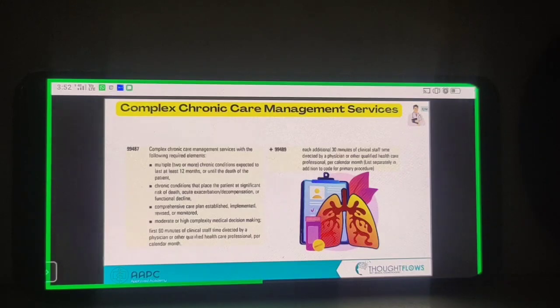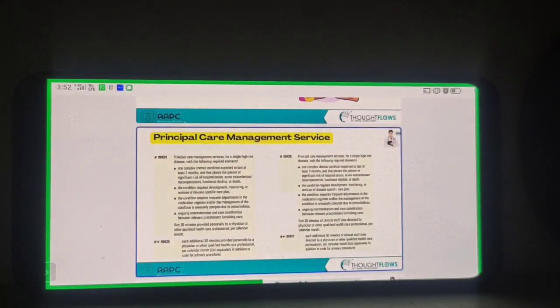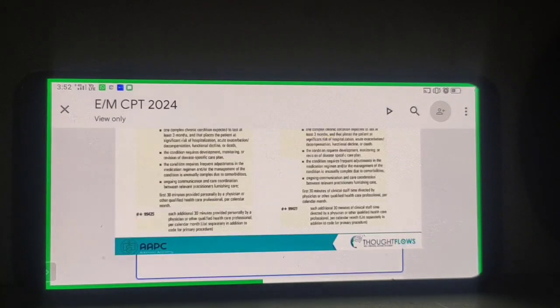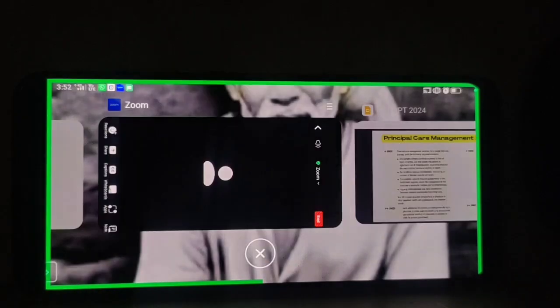So these two core sections are complex chronic care management service and principal care management service. Principal means the condition is not a chronic condition. It's one of the acute conditions. Chronic means at least 12 months until death. Am I right? Here, check the duration: at minimum, at least 3 months. The patient has suffered from the problem for at least 3 months.